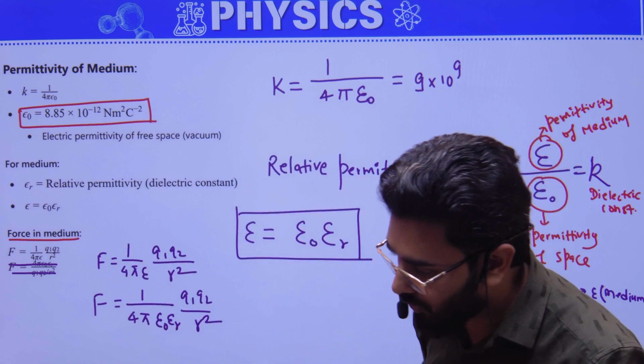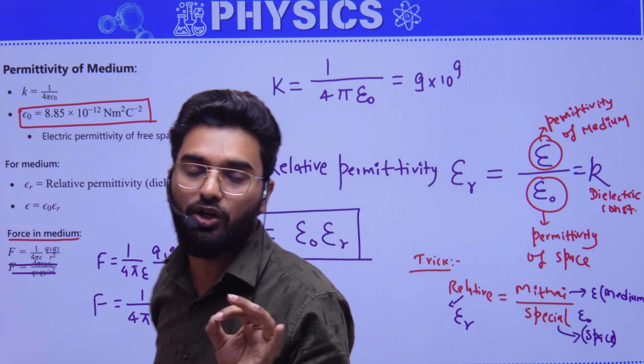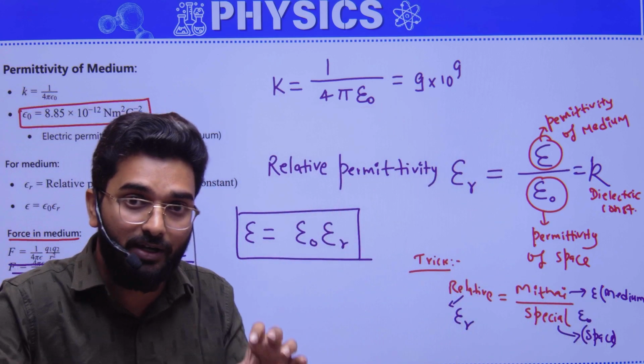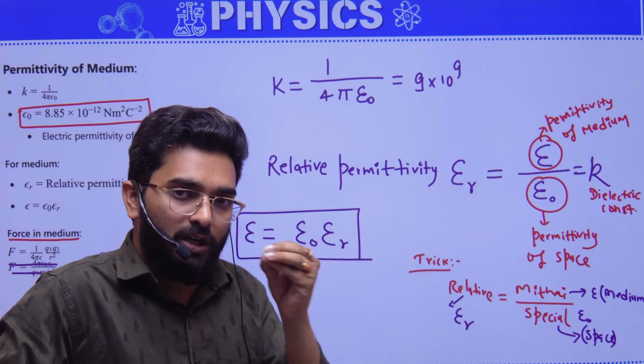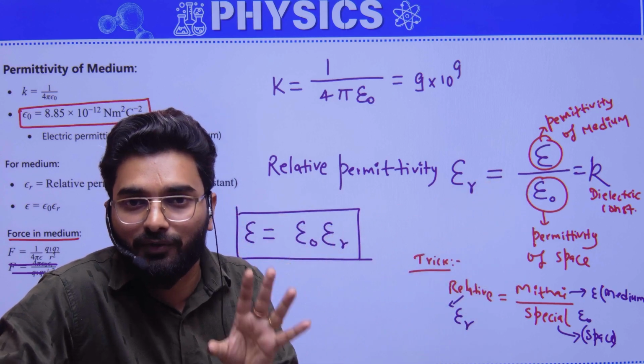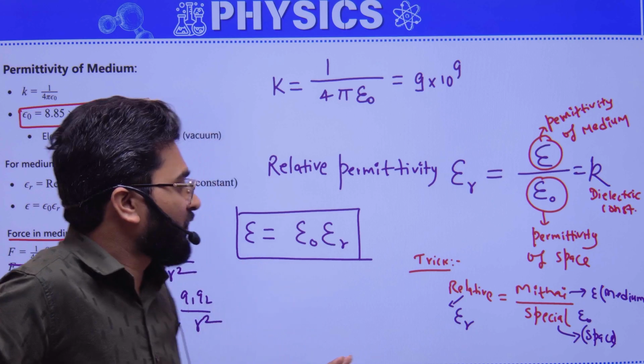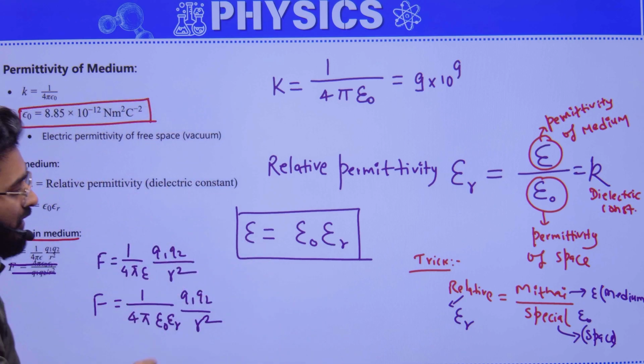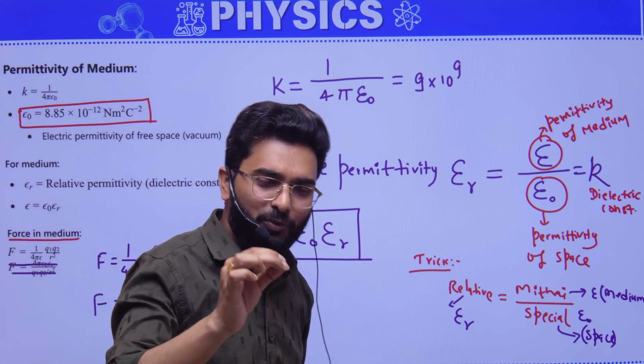So sometimes in the questions the value of the dielectric constant is given, and then you will find this type of thing. So it's your choice how you find the value of the permittivity of the medium by using the formula, and it's a very easy way.